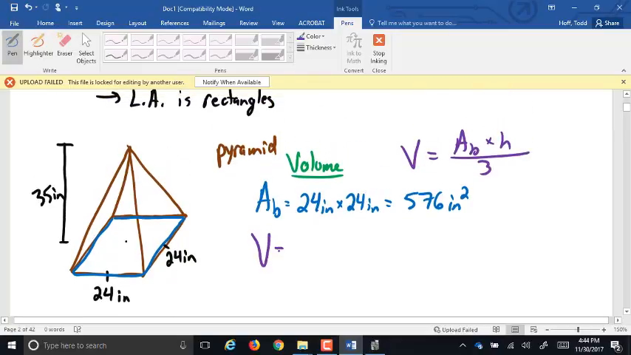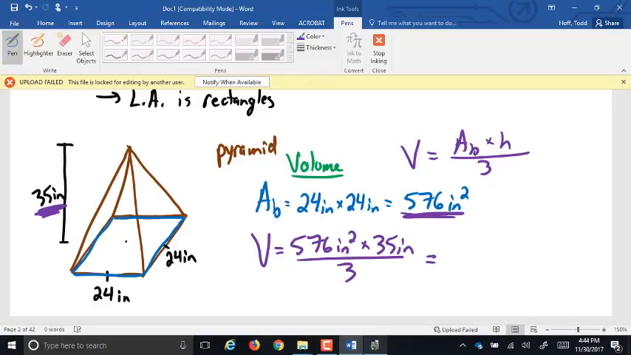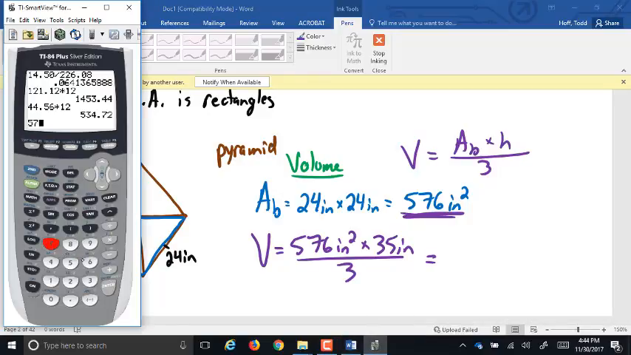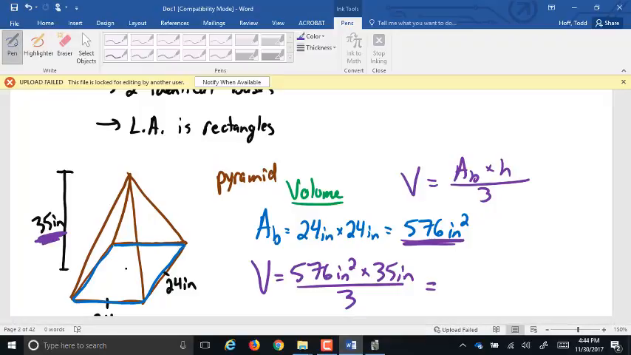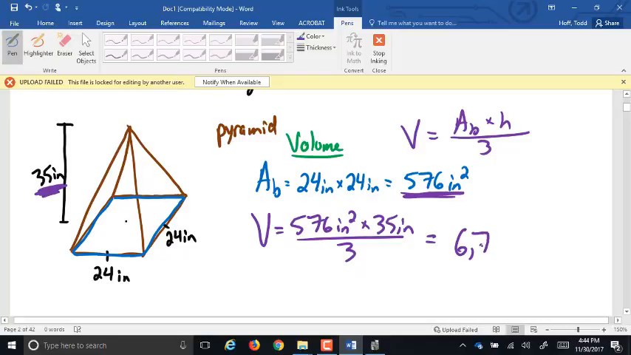So the volume of this pyramid is the area of our base, 576 inches squared, times our height of 35 inches, divided by 3. So 576 times 35 divided by 3. 6,720. 6,720 inches cubed is the volume of that pyramid.